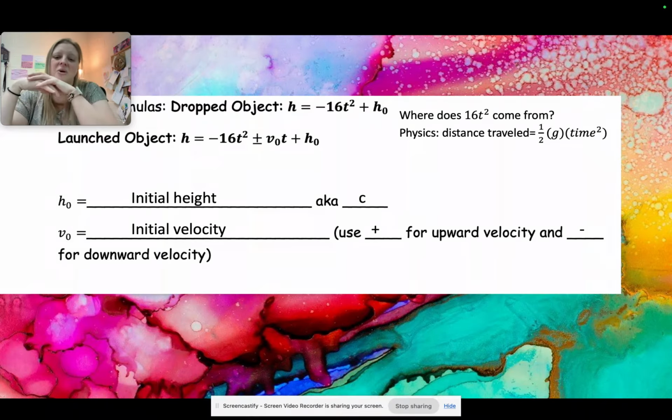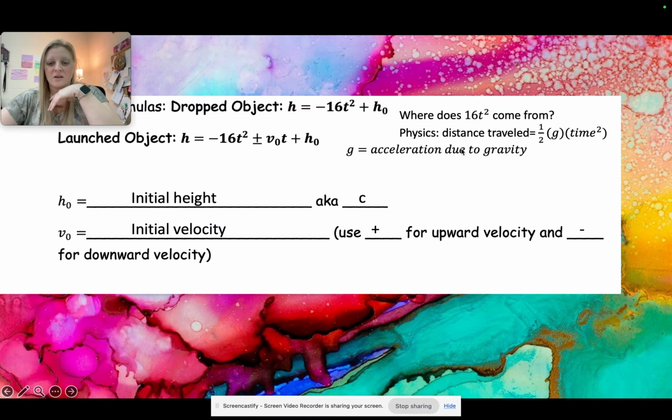All right. So I always pose this question to my students. I'm like, so why do you think we use 16t squared? Where does that come from? And the answer is it comes from physics. So a common physics formula is distance traveled equals 1/2 times the acceleration due to gravity times time squared. And you're not going to be quizzed on this. This is just kind of giving you a little background of where this comes from.